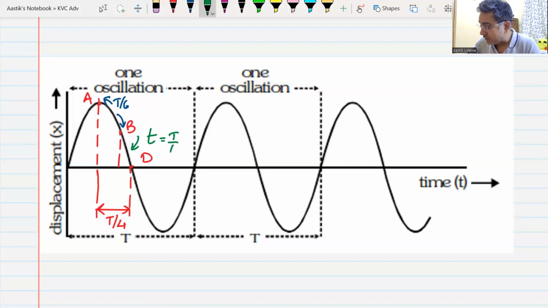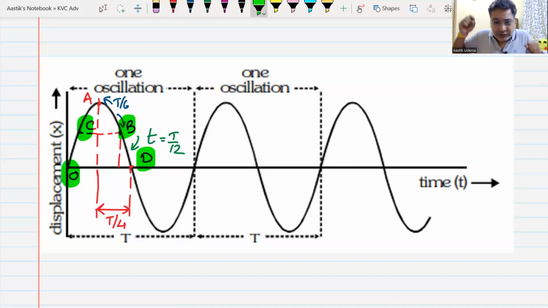But that is not the only way of doing it. There are 10,000 different ways of doing it. I had marked this point C, and I had marked this point O, and I told you the time taken to go from O to C will be the time taken to move from B to D. You can also find the time taken to go from O to C very simply. How?